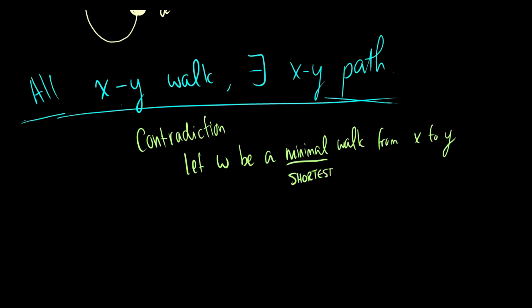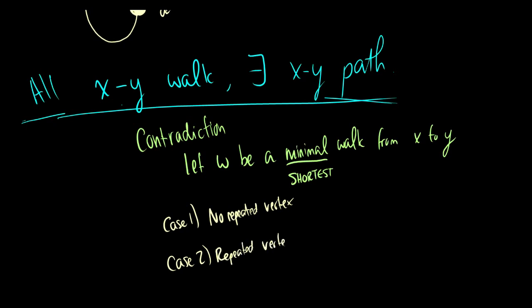And there's going to be two cases. Case one, there's no repeated vertex. So what happens in that case? Tell me what happens in that case. And then in case two, tell me there's a repeated vertex vi. And in that case, what should you do? If you get a repeated vertex vi, what are you going to do about that?